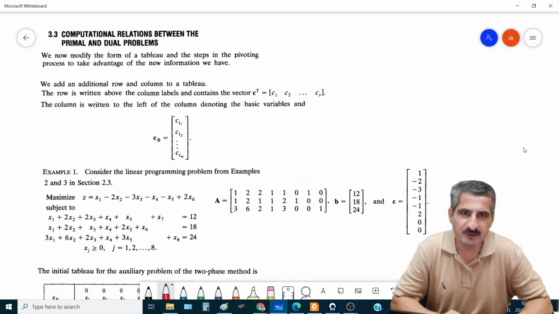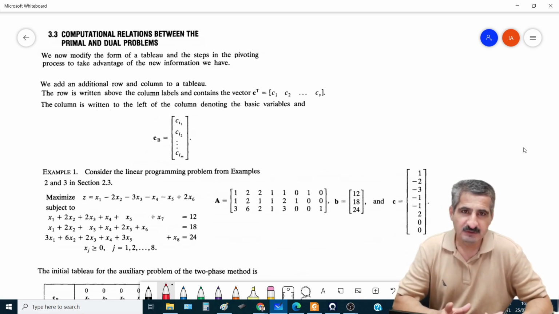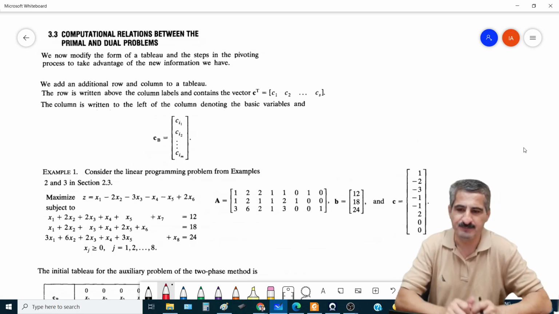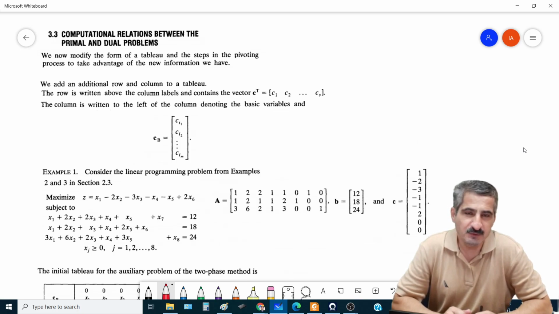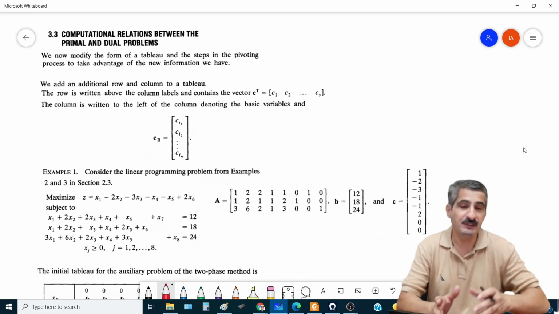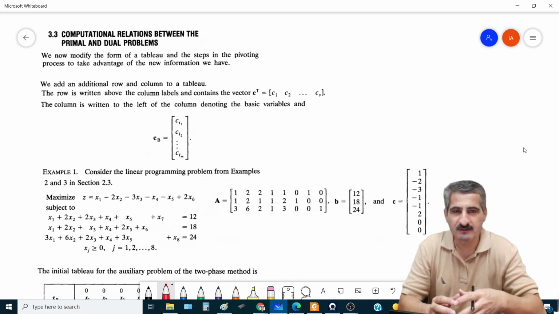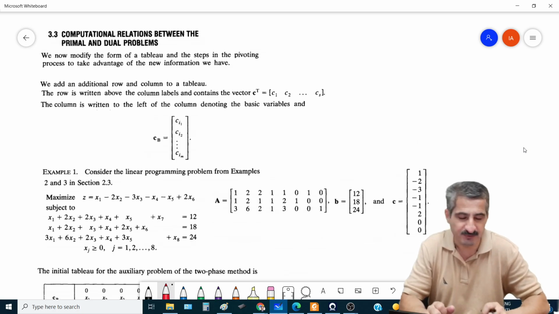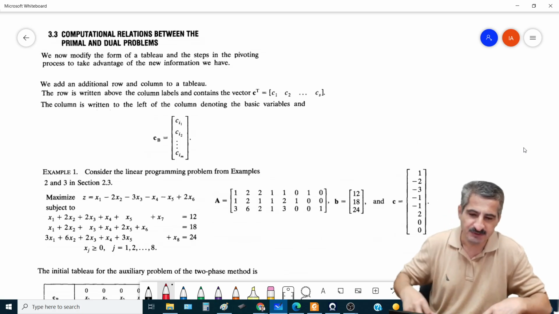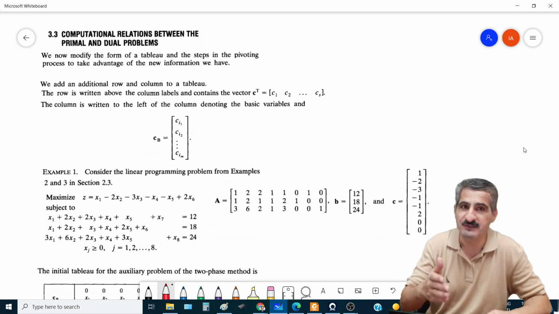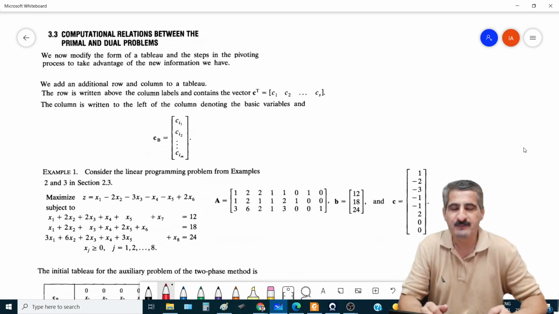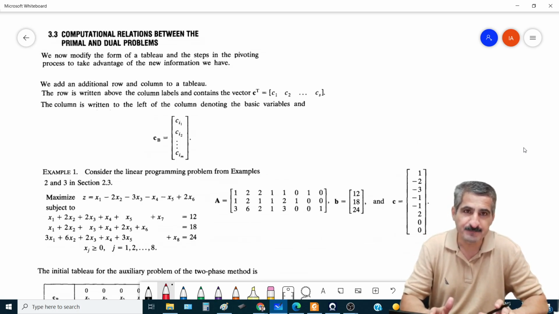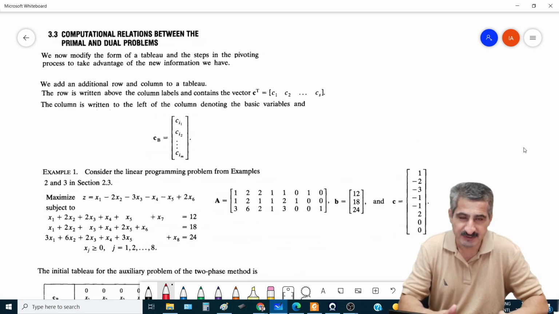So we have learned about primal problems and the dual problem of a primal problem. Today we will learn the computational relation between the primal and the dual problem. And also we will learn how to proceed with phase 2 in the simplex method when there is an artificial variable still as a basic variable.